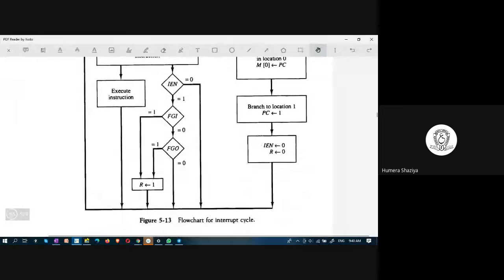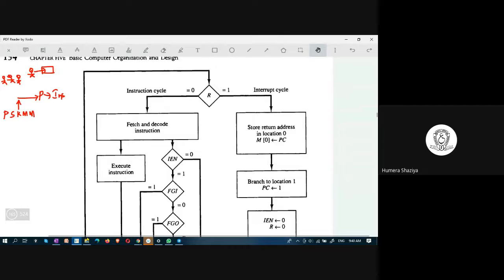R is set to 1 if FGI is 1 or if FGO is 1. If they are 0, nothing has to be done and the instruction execution continues. Well, now consider R is 1. When R is 1, the processor executes an interrupt. It follows the interrupt cycle. And what is an interrupt cycle?